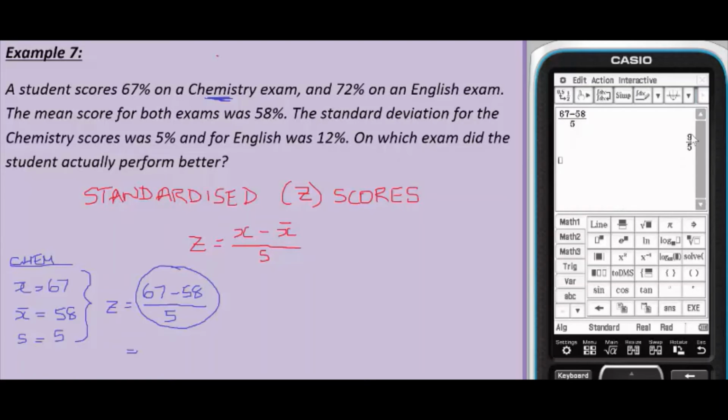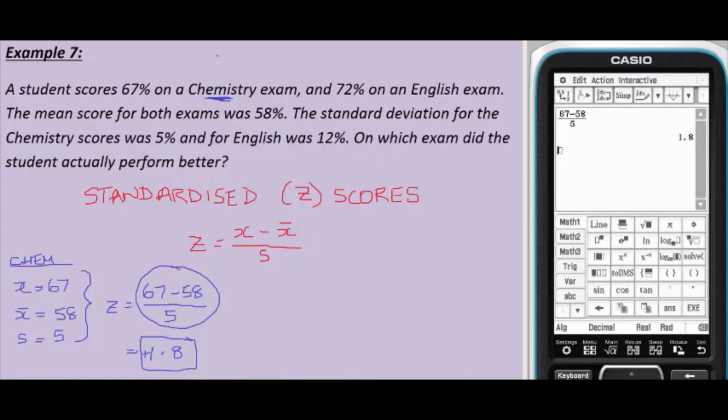Now 9 over 5 might be correct, but it's not really desirable. What I'm looking for in further maths is a decimal. So it's a great idea where this says standard to set it to decimal. And then every calculation you do, you're going to get as a decimal. So I can work out that my Z score for chemistry was 1.8. That means that this student, and that's a positive, plus 1.8, it's not a negative over here. That means this student scored 1.8 standard deviations above the mean for chemistry.